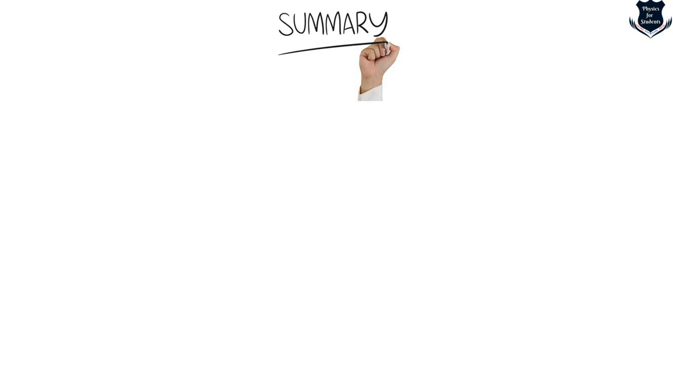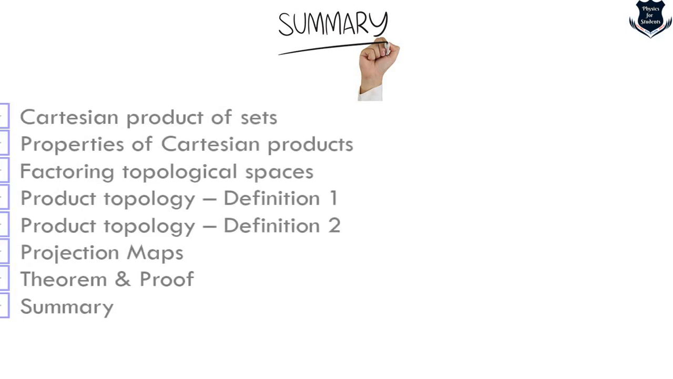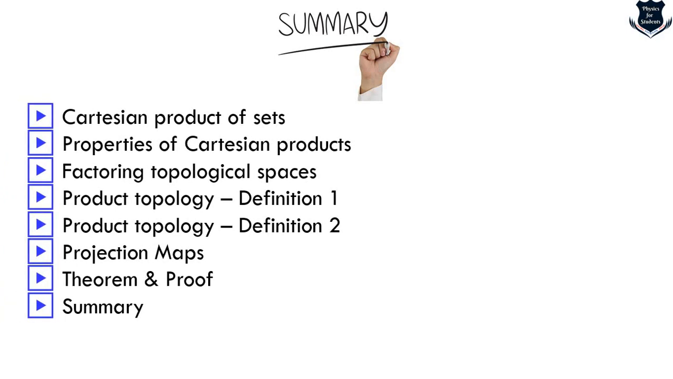Okay, so that was all, quite an extensive video on what is called a product topology. So quick summary, we learned, first started with Cartesian product of sets. We then went into properties of the Cartesian products. We learned what these Cartesian products leads to factoring of topological spaces. The two definitions of product topology. What is a projection map? Before that, we understood that big question, that why x and y can be individually dealt with the topologies of x and y. What is a projection map, a simple theorem, and a proof, and finally the summary.